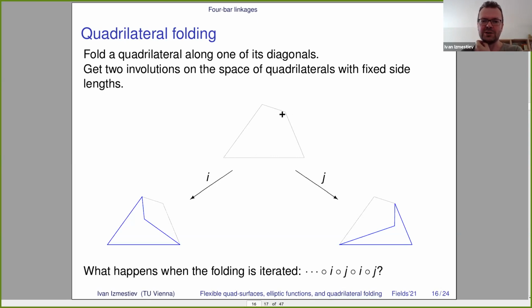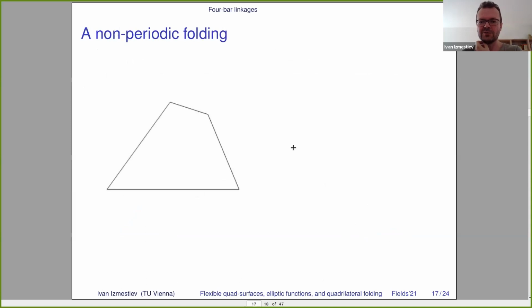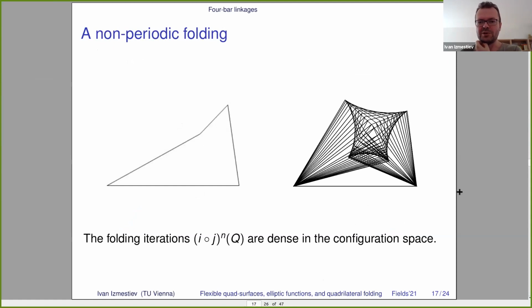Now let us start with any quadrilateral and repeat these foldings. First J, then I, then again J, then again I, and so on. And let us ask ourselves what happens with this quadrilateral after several foldings. So let us make some experiments. Here is an arbitrary quadrilateral, and I'm folding it once, twice, and so on. It turns out that after about 50 iterations, you get this picture.